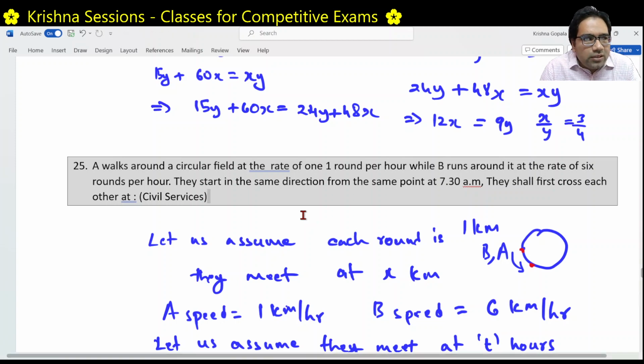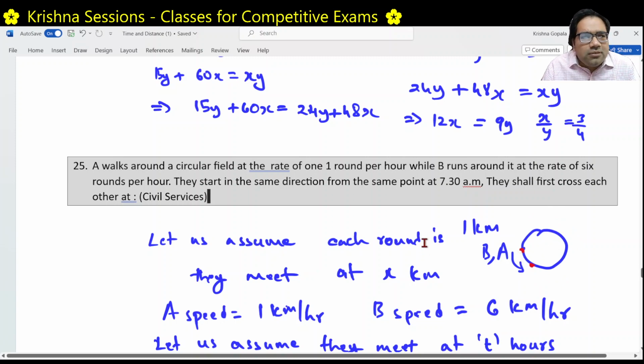A can make one round per hour. We don't know how big this round is. Let's assume this is the circle, a circular field. We don't know how big it is. It could be 1 kilometer, 5 kilometers, 10 kilometers, it doesn't matter. For now, let us assume it is 1 kilometer. I will tell you that even if you take 5 kilometers or 10 kilometers, it doesn't matter. Just for simplicity, let's assume this round is 1 kilometer.